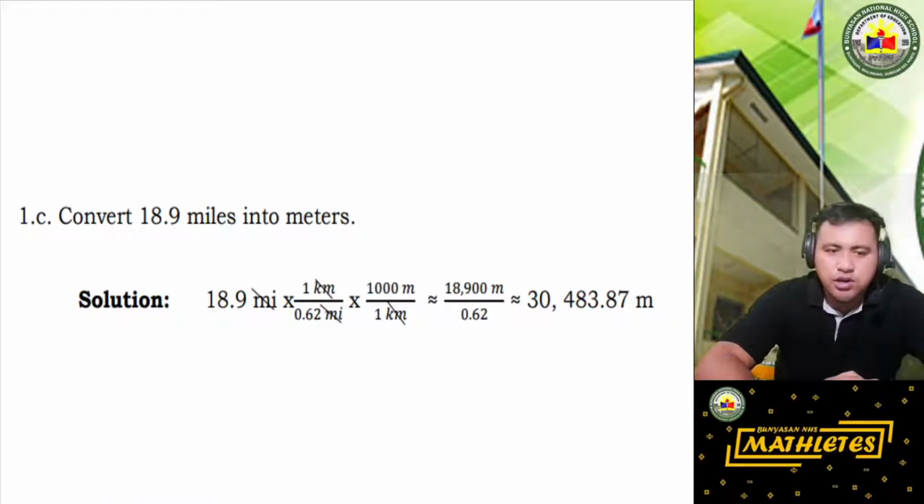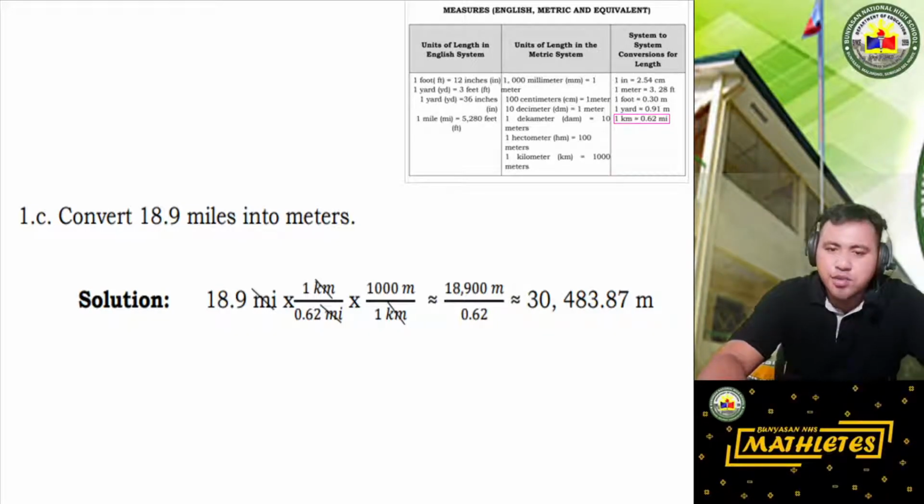Okay, next is you are going to convert 18.9 miles into meter. So, 18.9 miles into meter. Okay, so, si meter, okay, si miles, i-convert natin into meter. Miles to meter.